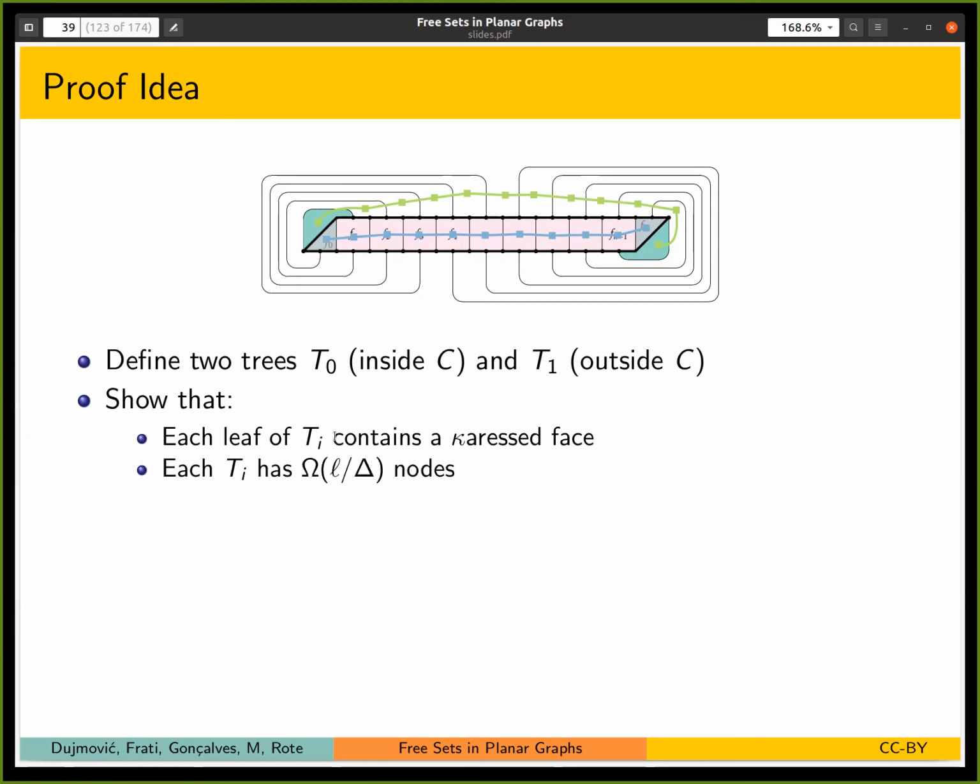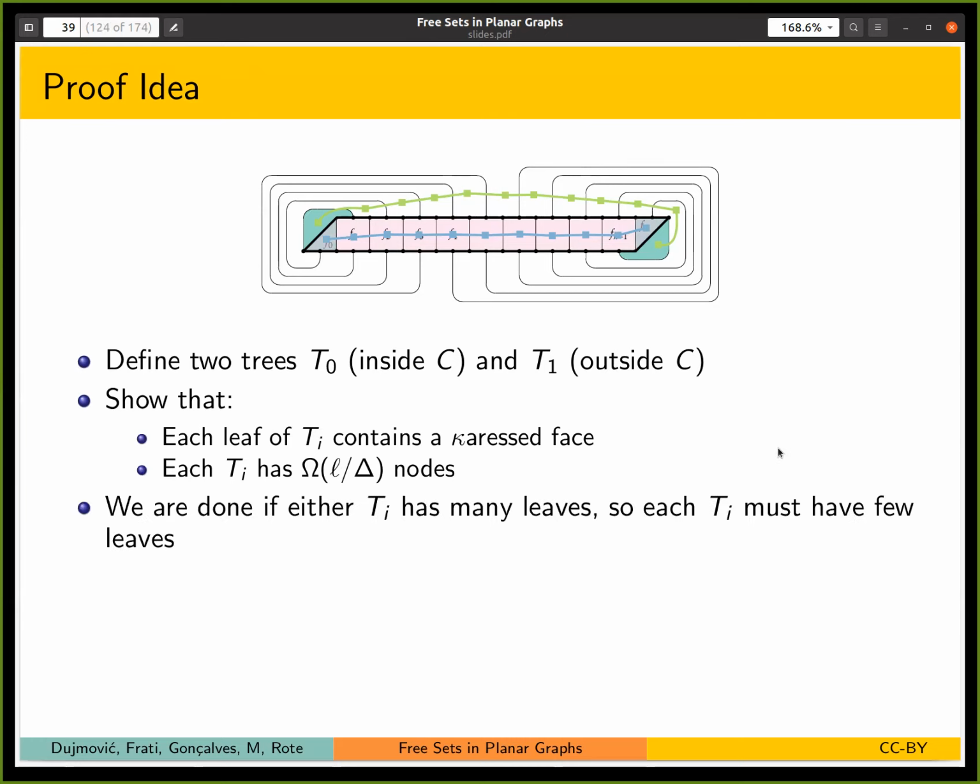We're going to have to show that the trees that we define this way are big. If you give me a long cycle, I'll get trees with lots of nodes in them. And now already we would be done if either of the trees has a lot of leaves, in which case we found a lot of crest faces, because every leaf has a crest face. So it must be the case that neither of the trees has many leaves. So both of the trees are big. They have length proportional to L, but they only have a few leaves.